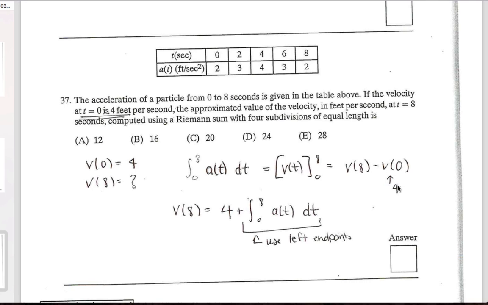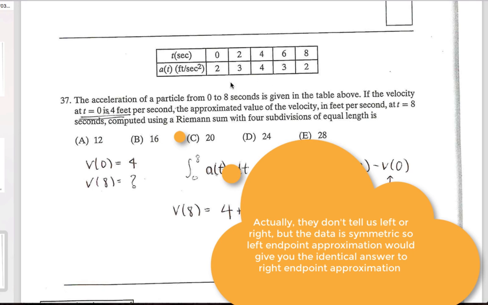We know that v of 0 is 4, so we know that v of 8 is going to be 4 plus this antiderivative. To find the antiderivative, we have to do a left Riemann sum approximation, because they tell us to do that in this problem. And yeah, that's how you find that problem.